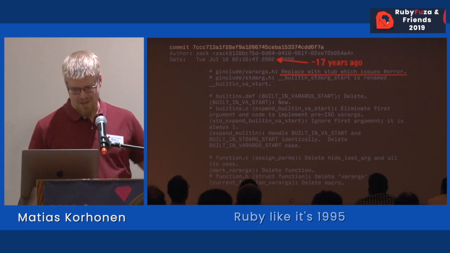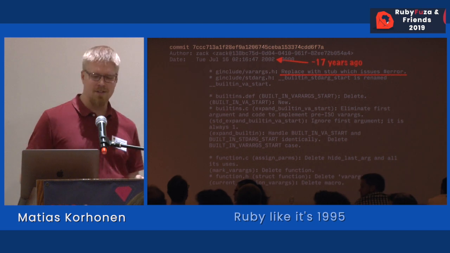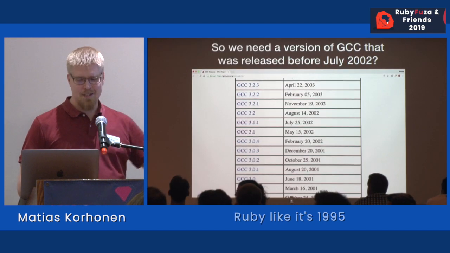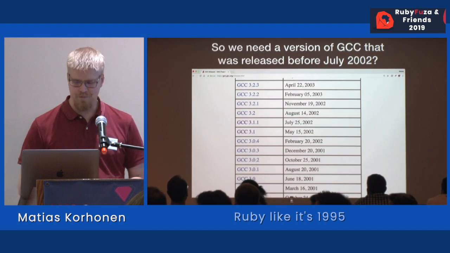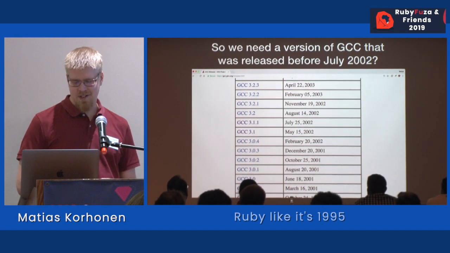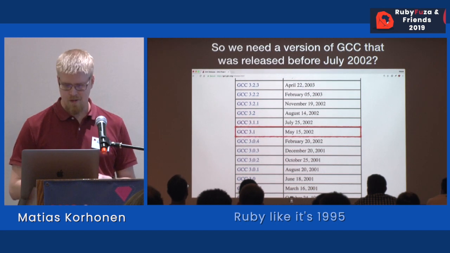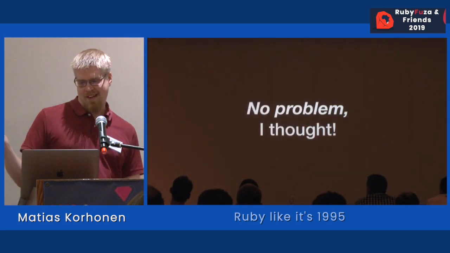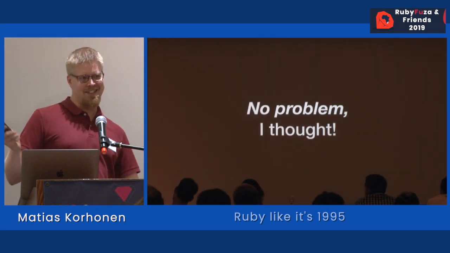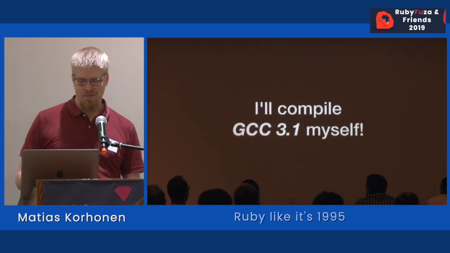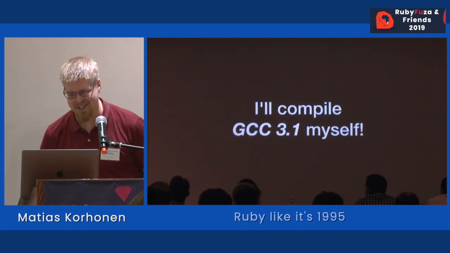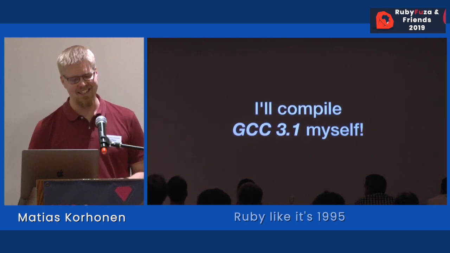So at least based on this commit, we now know that we need to use a version of GCC that was released before July 2002. So version 3.1 or less. No problem, I thought. I'll just compile GCC 3.1 myself. Now, who wants to guess what happens when you try and compile a 17-year-old version of GCC?